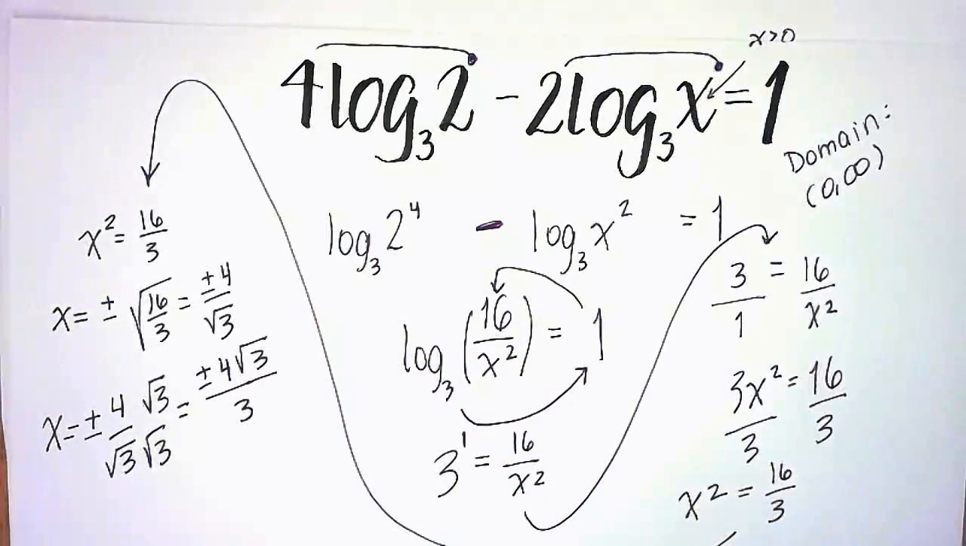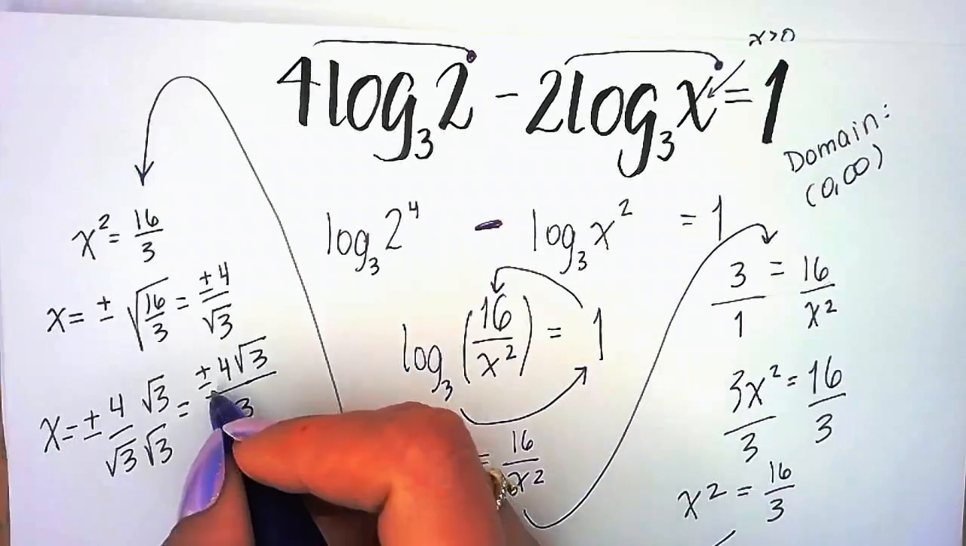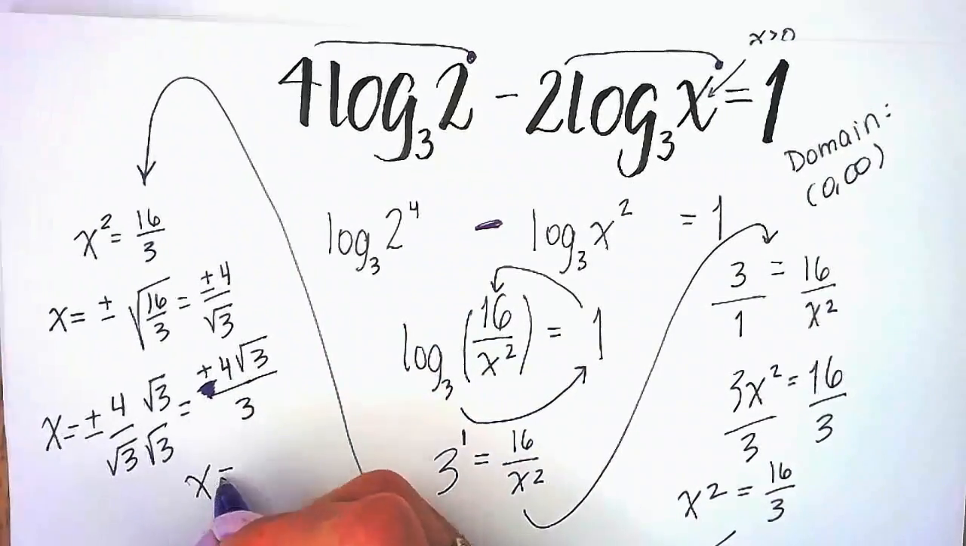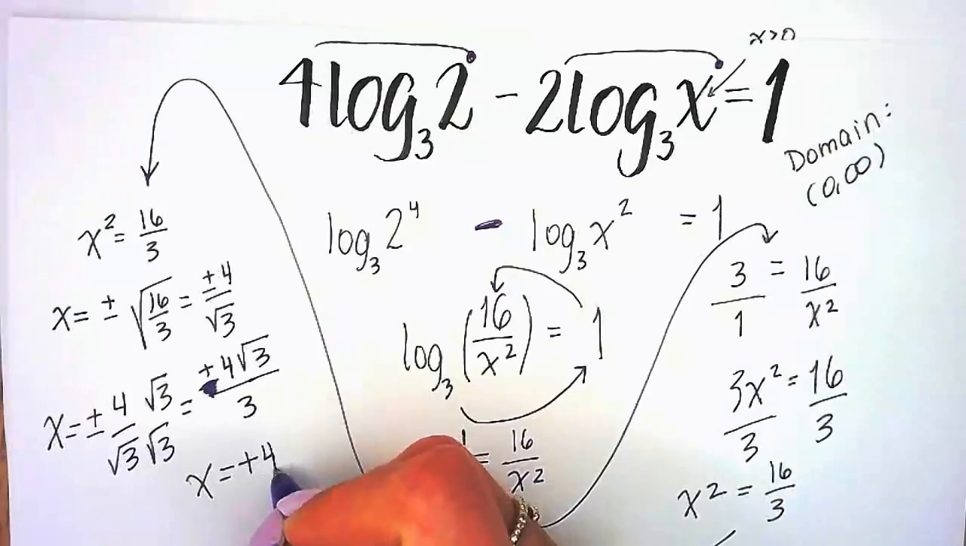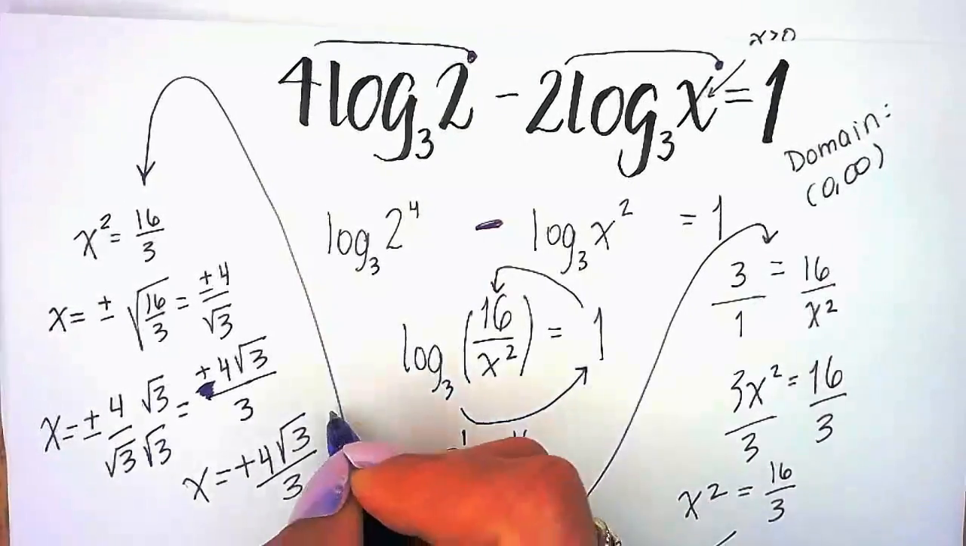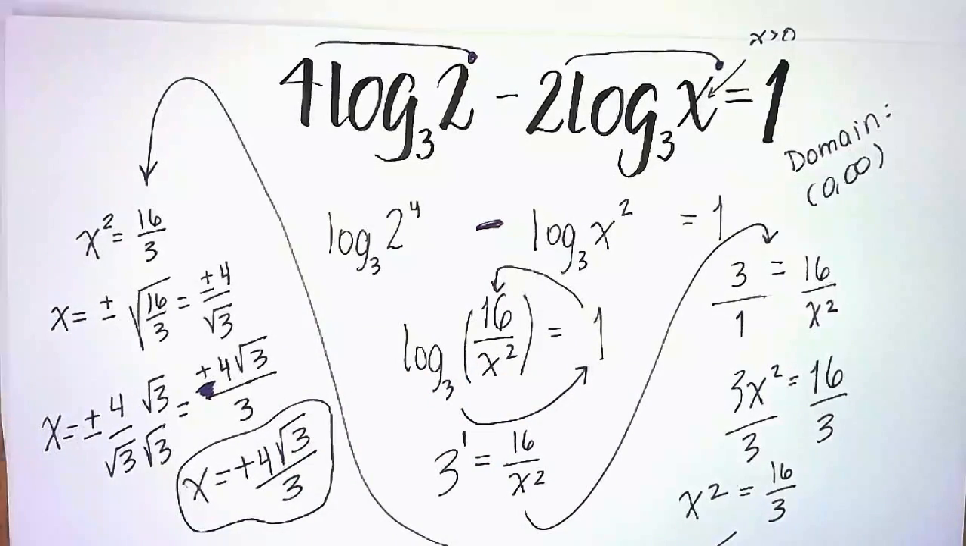We got two answers, positive 4 root 3 over 3 and negative 4 root 3 over 3. Since we just said our domain is only positives, we're going to have the negative be our extraneous solution. So the solution to this equation, the only actual solution, is the positive 4 root 3 over 3. We do not need to write the plus sign in front. It is implied when nothing is written.